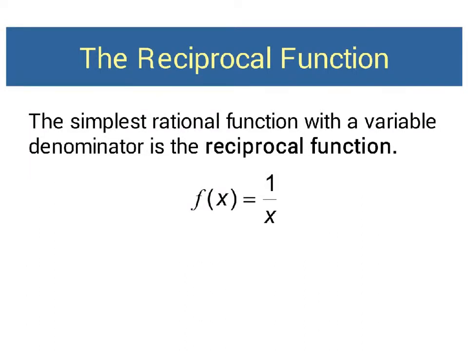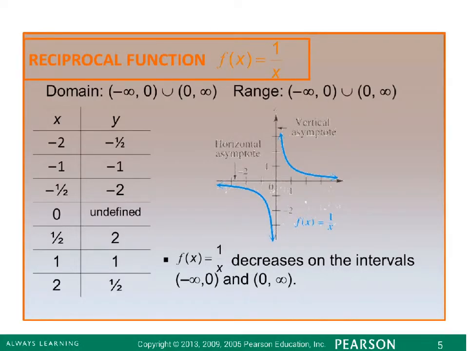Okay, so the simplest rational function with variable denominator is called the reciprocal function. It's known as this right here, 1 over x. And I'll show you some facts and statements about that in the next few slides. So here's what that reciprocal function looks like. Here we have asymptotes at x equals 0 and y equals 0. So the x and y axes here are our asymptotes.